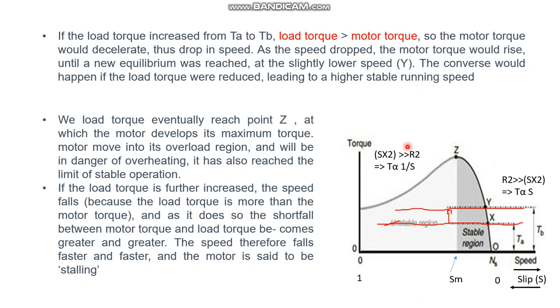See here, if the load torque increases from TA to TB, load torque is greater than motor torque, so the motor decelerates and the speed drops. As speed drops, the motor torque rises until it reaches equilibrium. Beyond that, the motor stalls and fails to rotate, which causes overheating of the rotor.